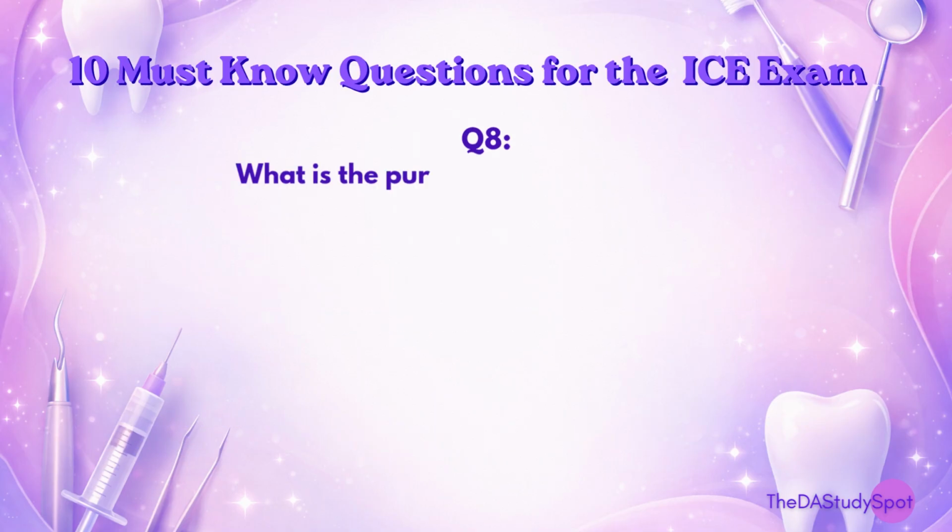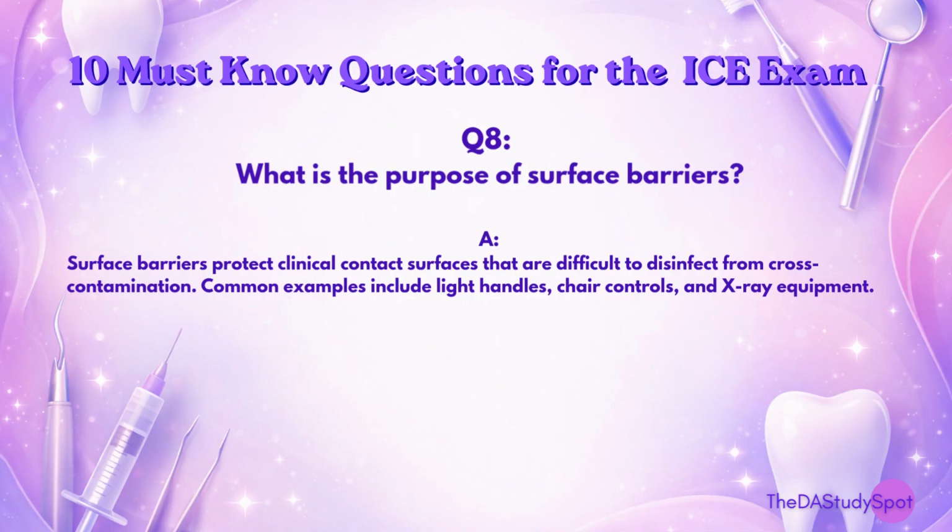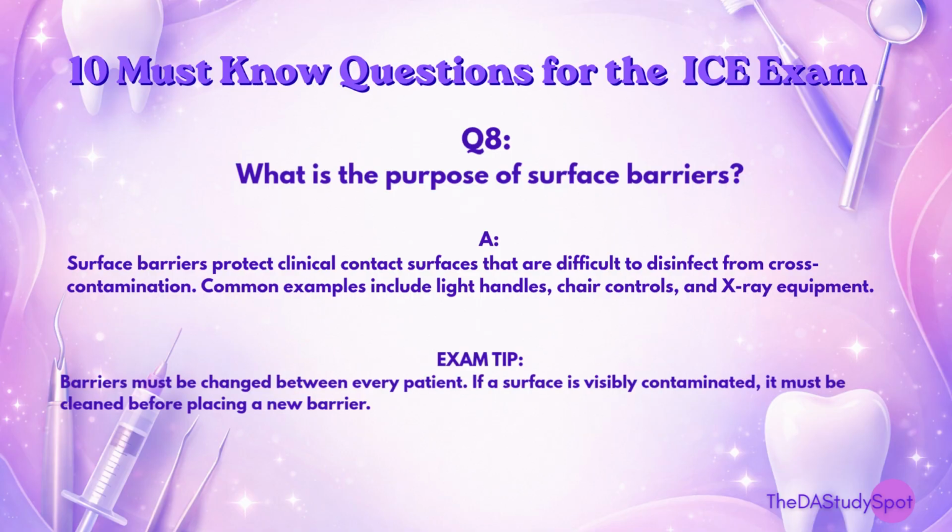Question 8. What is the purpose of surface barriers? The answer: surface barriers protect clinical contact surfaces that are difficult to disinfect from cross-contamination. Common examples include light handles, chair controls, and x-ray equipment. Exam tip: barriers must be changed between every patient. If a surface is visibly contaminated, it must be cleaned before placing a new barrier.